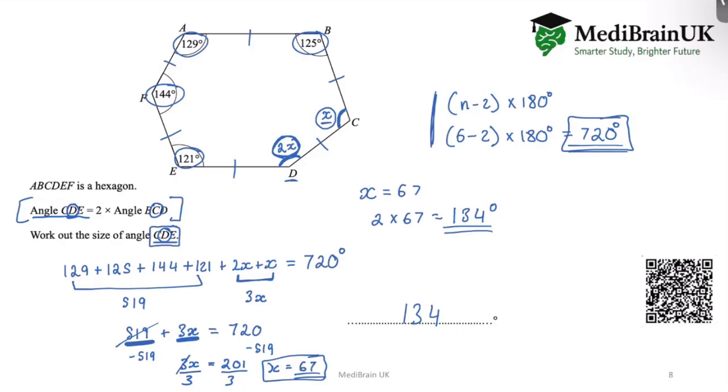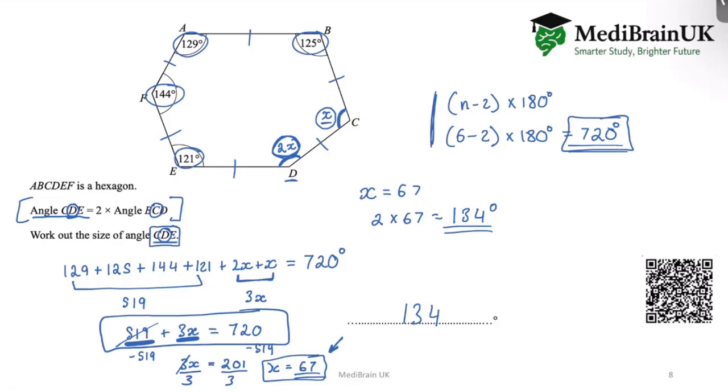That gave us 720 degrees. We know that all the angles must add up to that 720 degree mark. So when we add them all together, we get 519 add 3x, and that's equal to 720. We're going to rearrange to get x by itself. So we're going to subtract 519 from both sides, and then divide by 3 on both sides, and we're going to work out a value for x. So x is equal to 67.